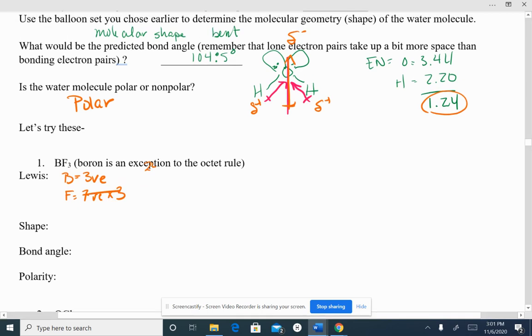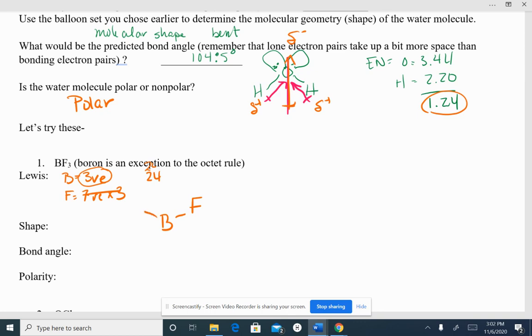Now remember, boron is an exception to the octet rule. Because boron only has 3 valence electrons to share, it can only make 3 bonds. Because remember, these covalent bonds are sharing, so it can only share 3. So let's look at this.